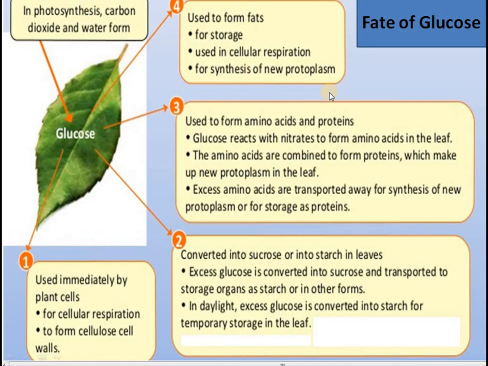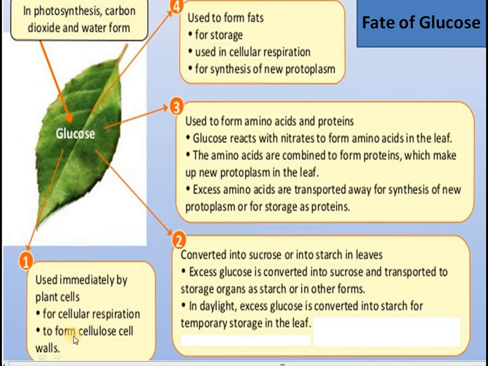Now let's see the fate of glucose. Fate of glucose means what would happen to the glucose which is being formed in the plants, what uses can be made. In photosynthesis, carbon dioxide and water are used, and chlorophyll absorbs the light and converts it into chemical energy, leading to the formation of glucose. What happens to glucose? It can be used for respiration. You know what respiration is. It is the breakdown of glucose in the presence of oxygen in order to release energy in the form of ATP.